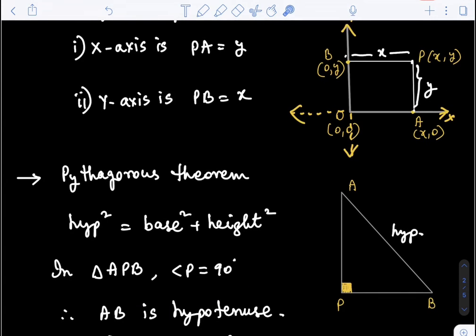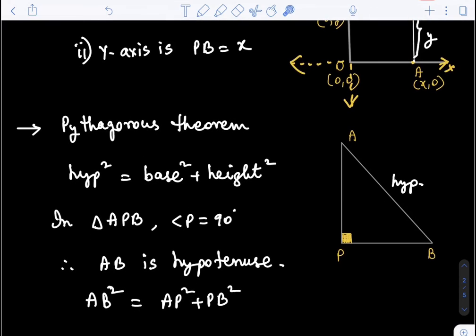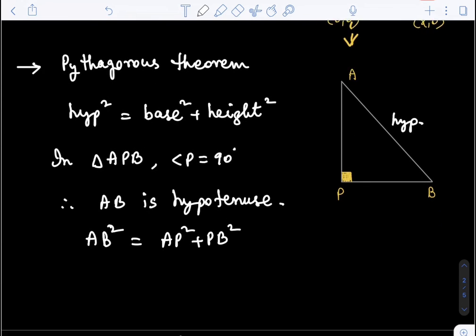In this triangle, what is the base, what is the hypotenuse, what is the height? Base is BP, height is AP, hypotenuse is AB. So if the Pythagoras theorem is applied, AB square is equal to AP square plus BP square, since the right angle is at P. This is the Pythagoras theorem applied in a right triangle. These formulae are going to be useful to do the problems in this exercise.